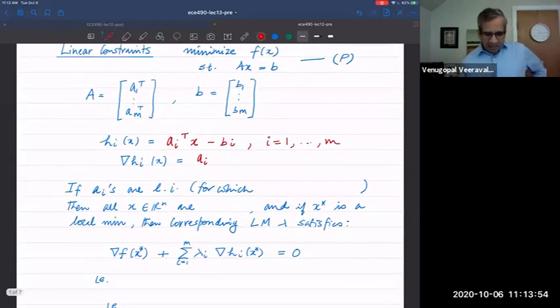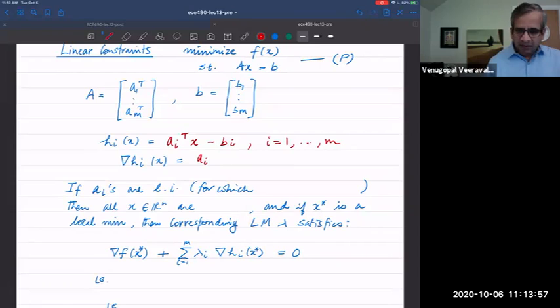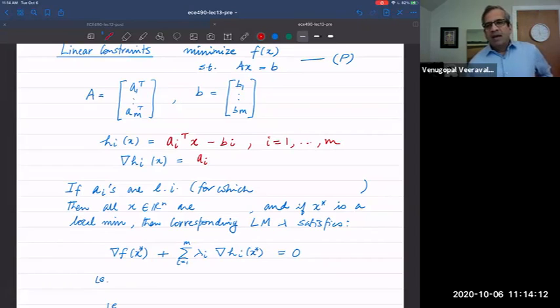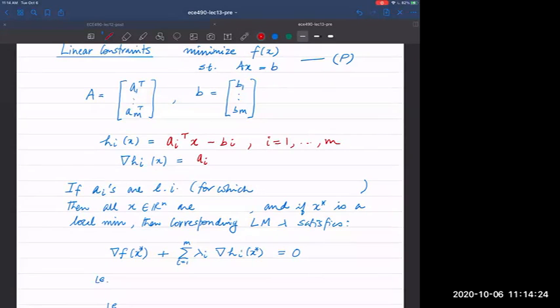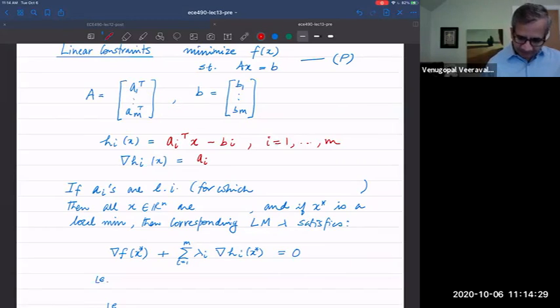Now, if the a_i's are linearly independent, how should m and n be related? So x is n-dimensional. If I have m n-dimensional vectors a_i, what condition on m should be satisfied for them to be even possibly linearly independent? Less than or equal to n. Yeah, so m has to be less than or equal to n, right?